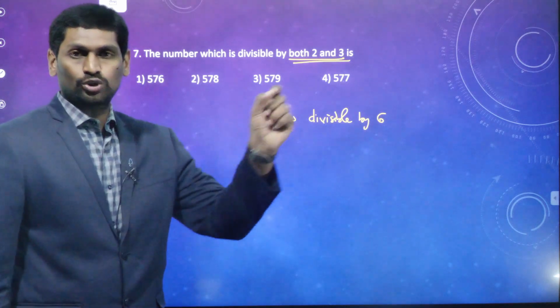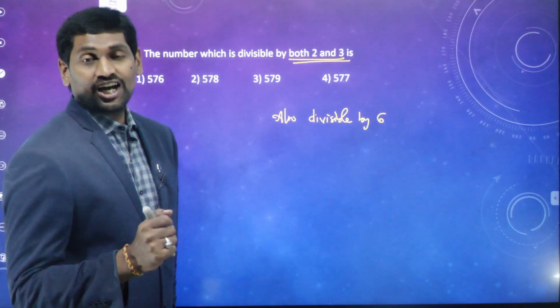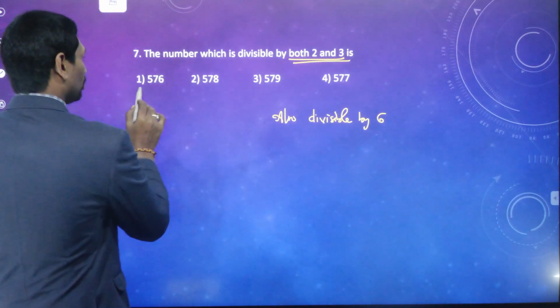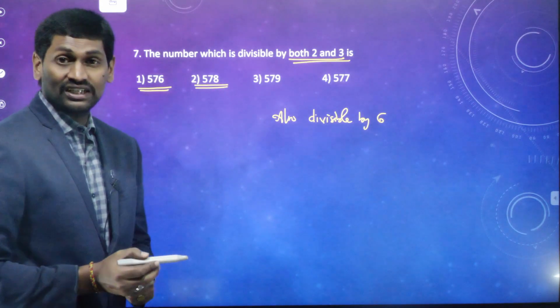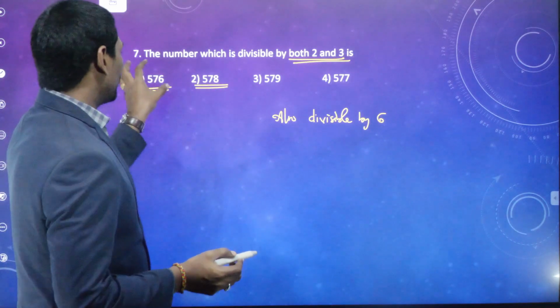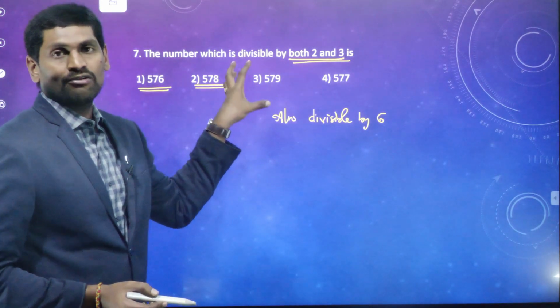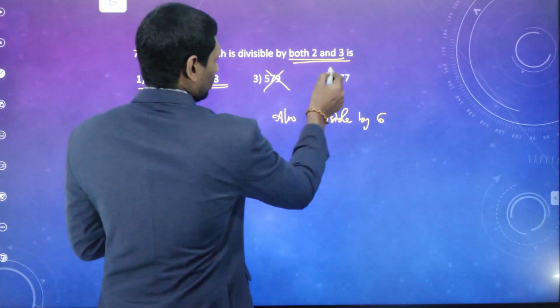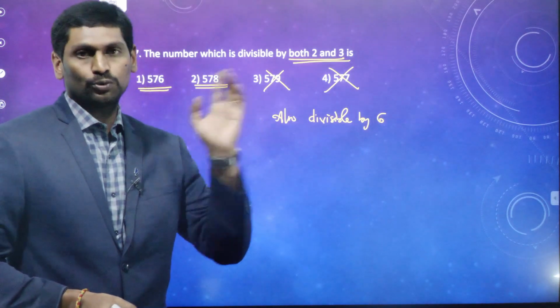Okay, let us check the 2 rule first. The 2 rule means the last digit or units place digit of a number is even. So there are 2 options for us. First option and second option both end with an even digit. So we can consider the first option or second option as one of our required answers. But the third and fourth options are incorrect because they are not following the divisibility rule for 2.